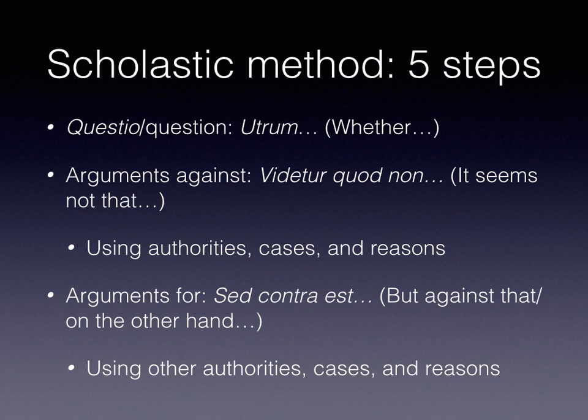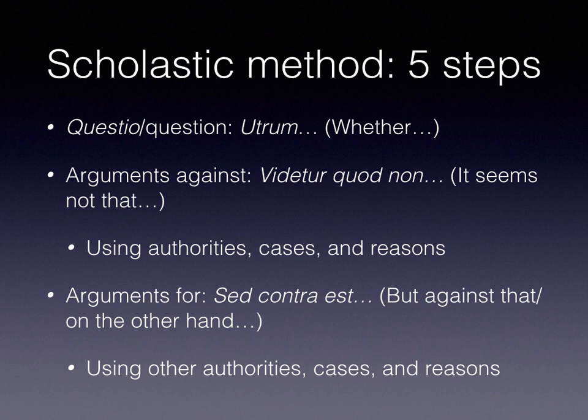And then what you do is you say, okay, here are all the arguments against this question, which you use the phrase videtur quod non, it seems not that this is the case because, and then you use sources. You cite authorities, you cite cases, you cite reasons. This really is what liberal arts professors today mean when they talk about critical thinking. This is a process, by the way, that people could still use to write research papers, because that's essentially what the scholastic method is doing, and that's what we call critical thinking or critical research today.